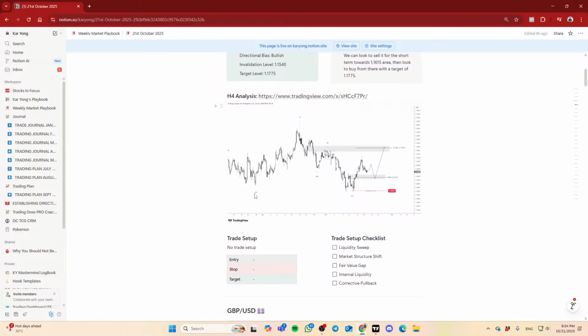Attached is the 4-hour chart. You can click on the link, and it will help you expand a little bit. If you want the details of it, you can take a look at that.